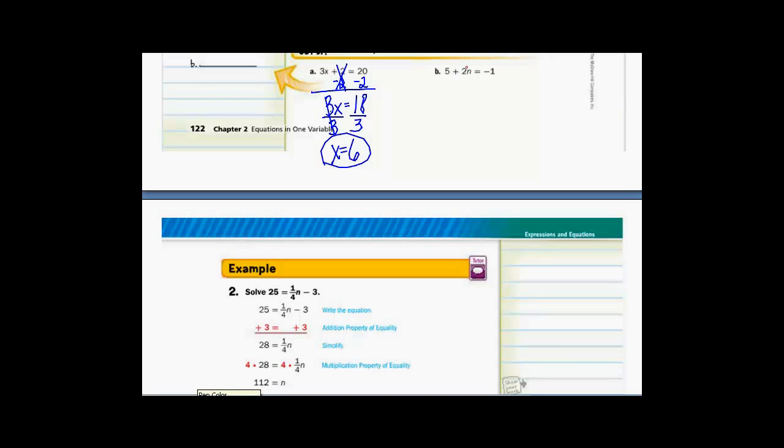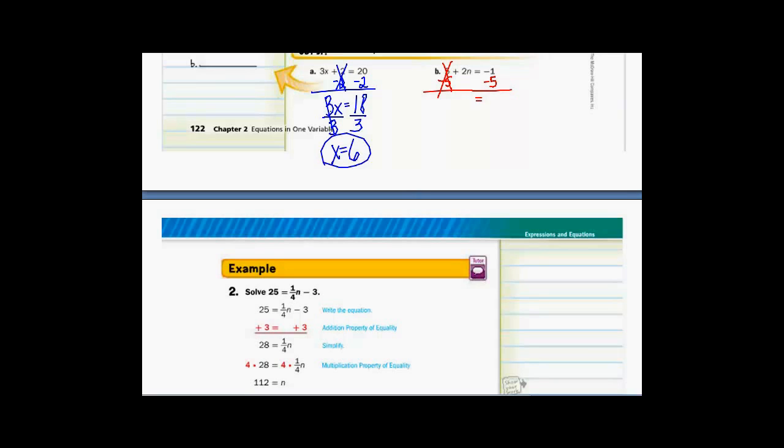B, again, I leave the letter part for last, so I have to undo the plus and the minus. So this is a positive 5, right? There's no sign in front of it. So I have to subtract 5 or put a negative 5, whichever way you want to think about it, with that. And whatever I do to this side, I have to do to this side. So positive 5, negative 5 cancel each other out.